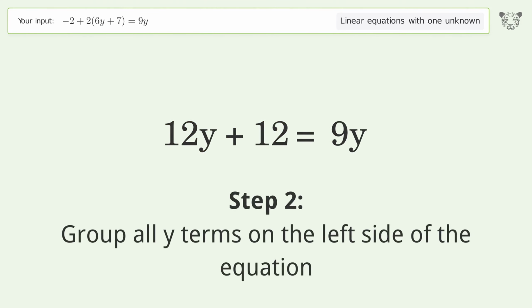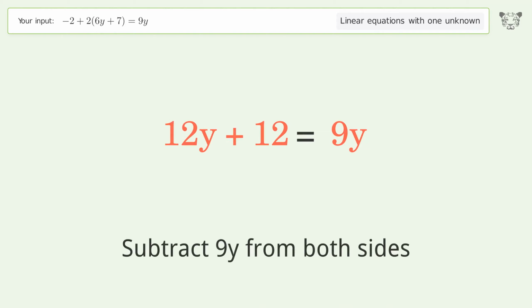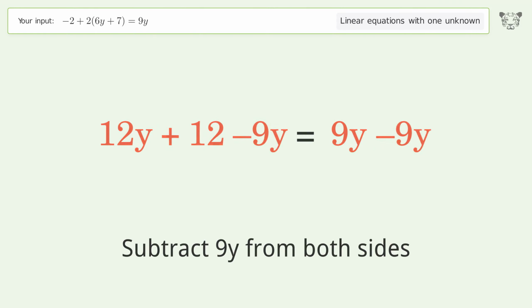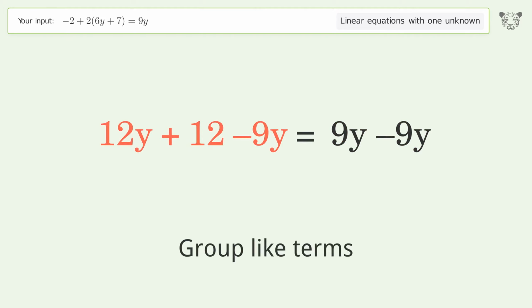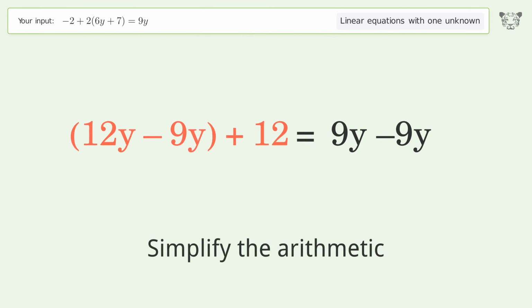Group all y terms on the left side of the equation. Subtract 9y from both sides. Group like terms. Simplify the arithmetic.